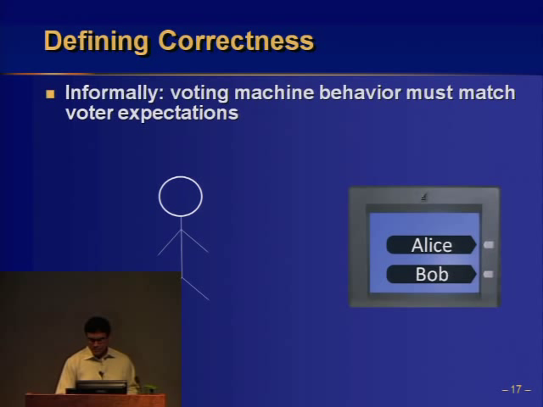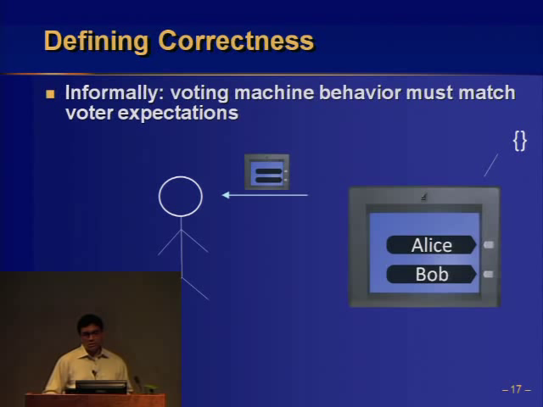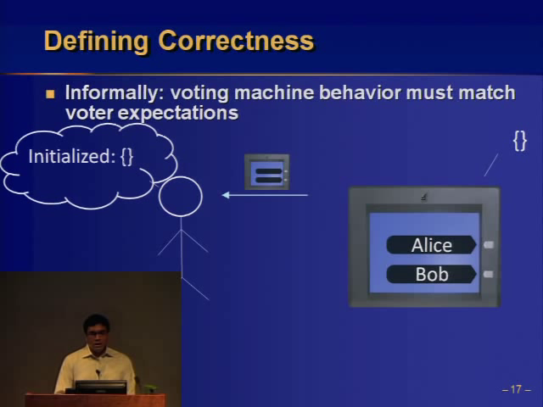Suppose you have a voter, and the voting machine offers a choice between two candidates, Alice and Bob. We start out with the voting machine state not recording any votes for either candidate. The voter looks at that screen, no buttons are highlighted, and so their mental model says that the machine is initialized and no votes have been recorded.